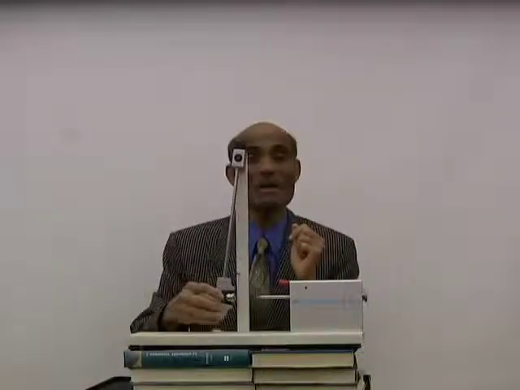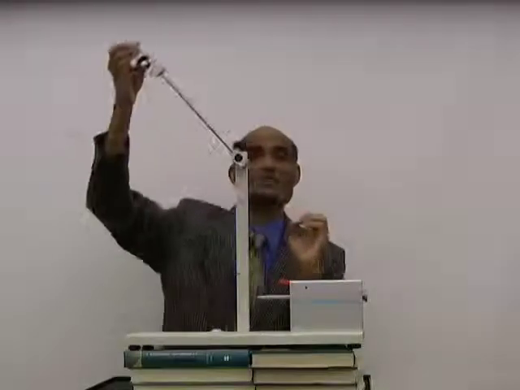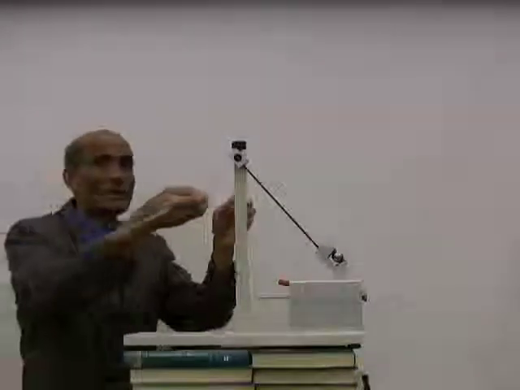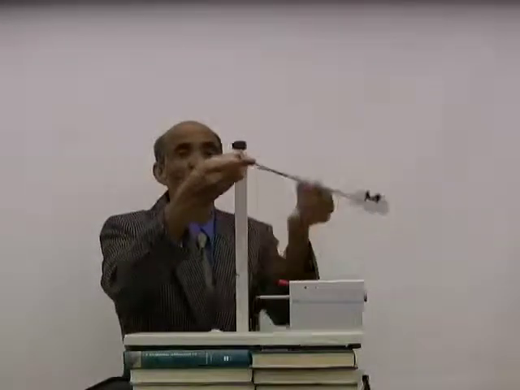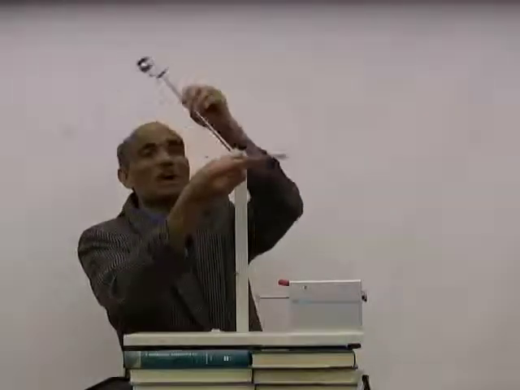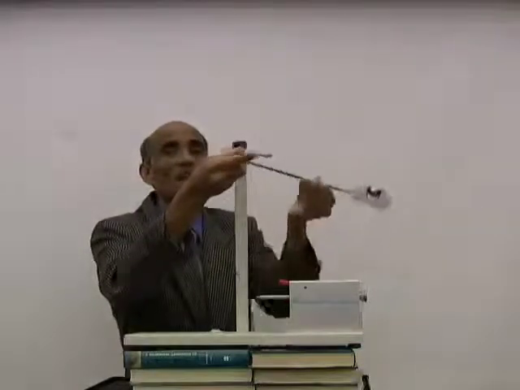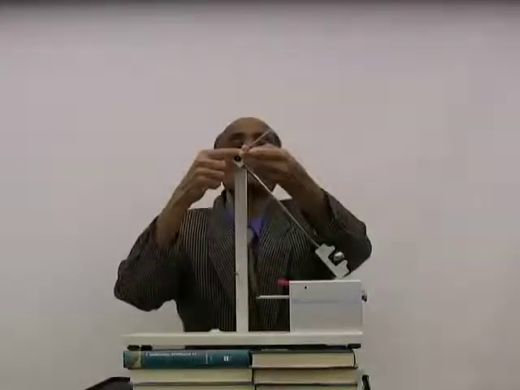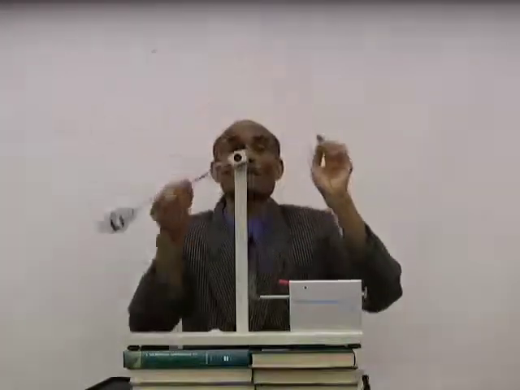First of all, a rotation always occurs about an axis. Now, what is the axis of rotation of this object? Let me see if I can show that to you. Now, this is the axis of rotation. You see that? This object is now rotating about this axis. In other words, the axis of rotation is at right angles to the plane of rotation.